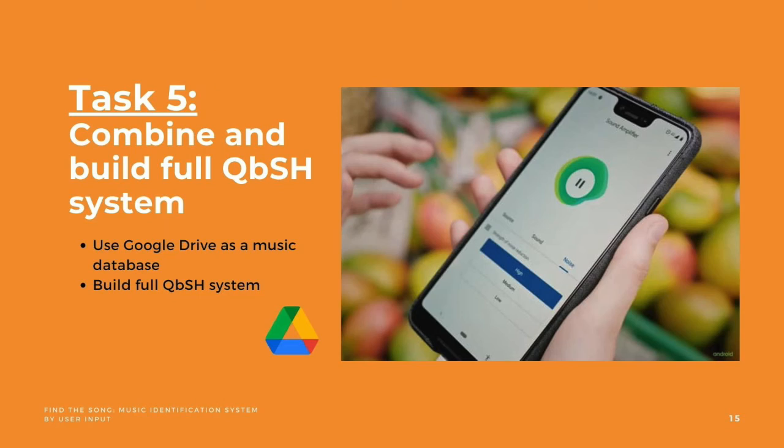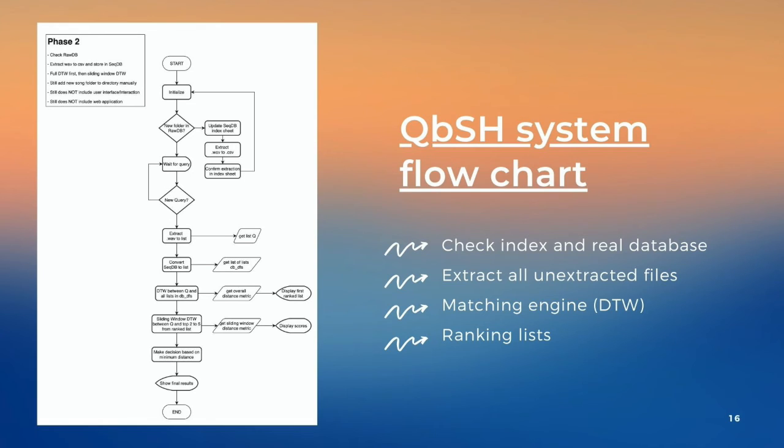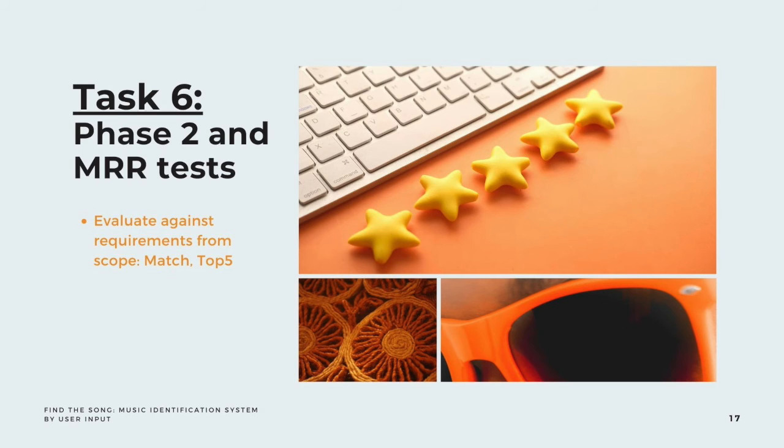Task 5. After we have finished choosing our tools, it's time to combine and build our full QBSH system. So we decided to use Google Drive as a music database and put everything on the cloud and build the full QBSH system on Google Colab, which makes it easy for us to work together during this situation. After phase 1, we had to expand our system. This includes the new index system that checks the database and extracts all the unextracted files.